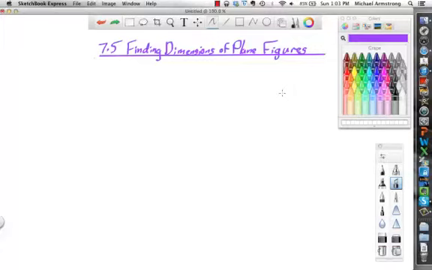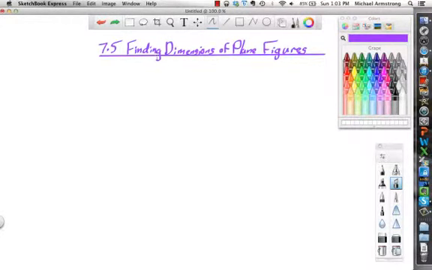Okay, here we go. Chapter 7.5, Finding Dimensions of Plane Figures. So we're going to use dimensions of plane figures, stuff from Chapter 6, like circumference of a circle, perimeter of a triangle, area of a triangle, rectangle, area of a circle. All these kinds of things we're going to use. We're going to use them along with our idea of solving for a missing variable that we've done in Chapter 7.